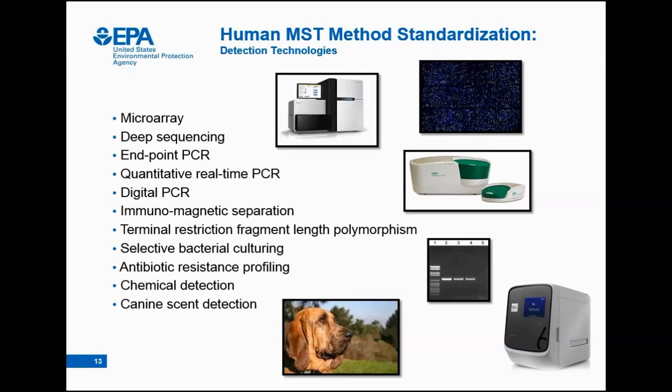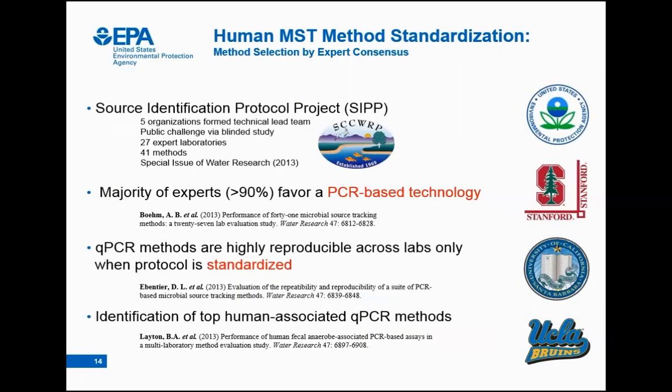Well, the way we decided to do this was through expert consensus. We teamed up with the Southern California Coastal Water Research Project Authority, who was conducting what they call a Source Identification Protocol Project, or SIP. So EPA, along with SCCWRP and three other organizations, Stanford, UCLA, and UC Santa Barbara, designed a study that was basically a blinded study, a public challenge to expert laboratories to take their methods of preference and see how well they perform with a blinded set of samples.